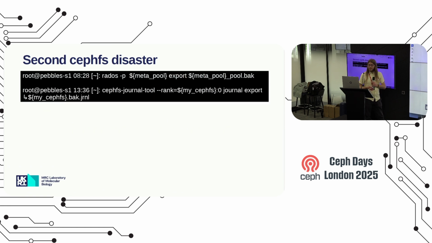So just as before, we're going to back up our journal, but I'm also going to make a copy of our pool at the Rados level using this rados export command.